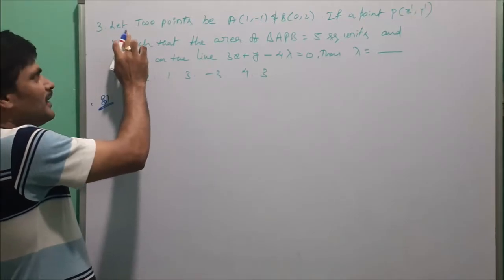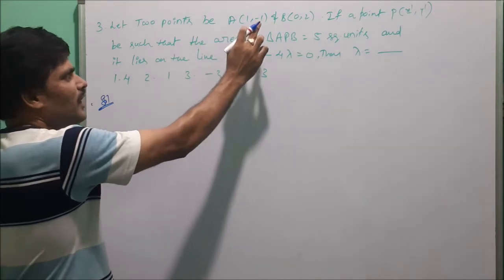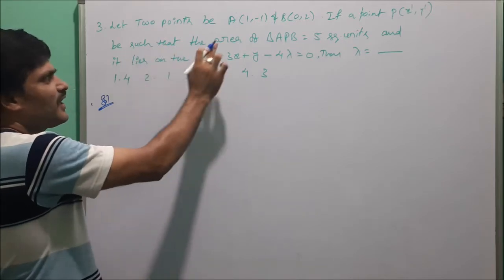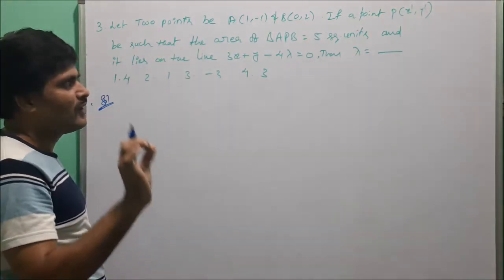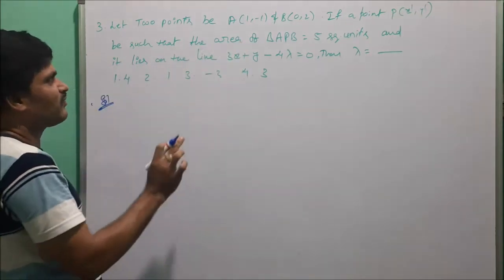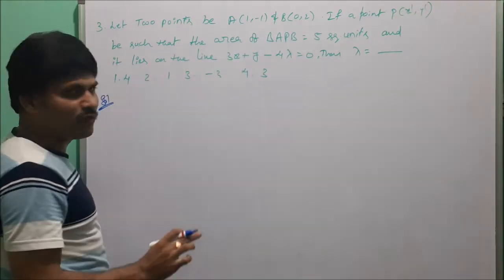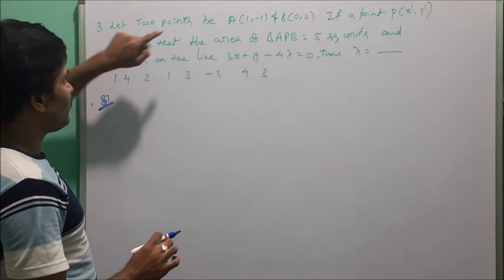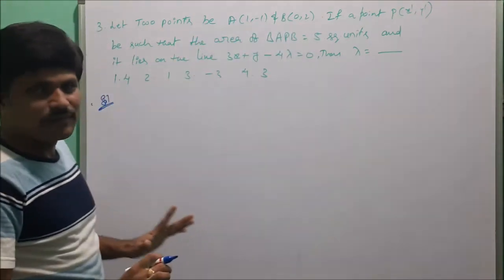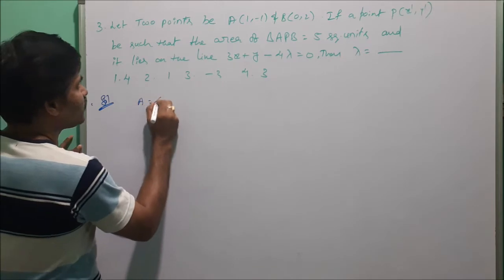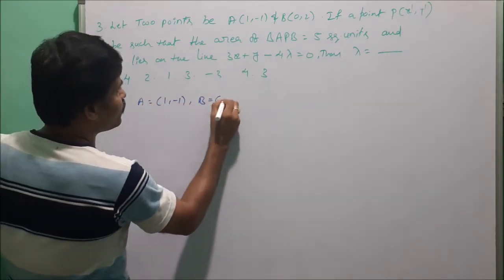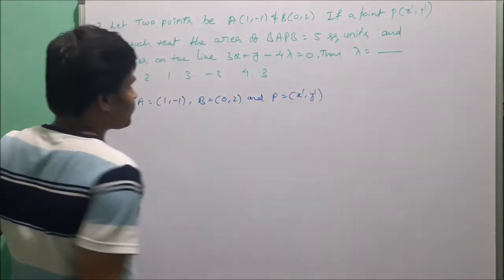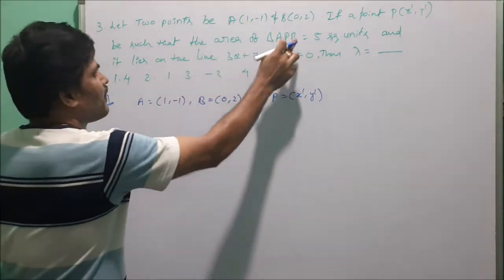The third one is: let two points be A(1, minus 1) and B(0, 2). If a point P(x dash, y dash) is such that the area of triangle APB equals 5 square units, and P(x dash, y dash) lies on the line 3x plus y minus 4 lambda equals 0, then lambda equals what? In this problem we observe that there are three points. The points are A equals (1, minus 1), B equals (0, 2) and P equals (x dash, y dash). Given that the area of triangle APB equals 5 square units.